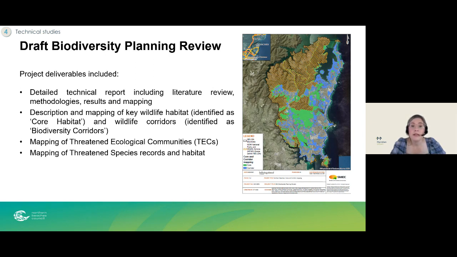Draft mapping from the studies has been used to inform the conservation zones mapping analysis and includes key wildlife habitats or core habitats, which are typically the larger areas of bushland and are identified in green on the map, and biodiversity or wildlife corridors, which are identified in blue. Threatened ecological communities such as the Pittwater spotted gum forest, and threatened species habitats or areas such as the grey-headed flying fox colonies at Warriewood and Avalon.